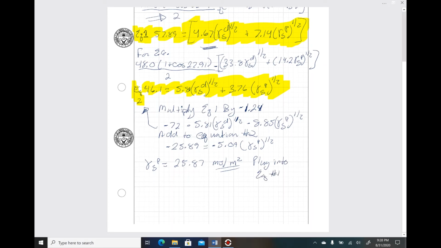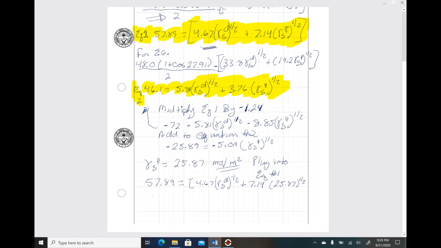And again, I apologize for this chicken scratch. I'll try to find a better way in the future. But you plug it back into equation 1. And so I have 57.89, that's supposed to be a 9, equals 4.67 gamma SD to the 1/2 plus, sorry, excuse me, 7.14 times 25.87 to the 1/2.